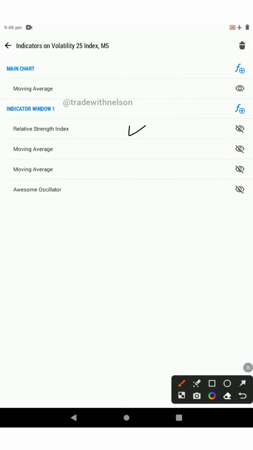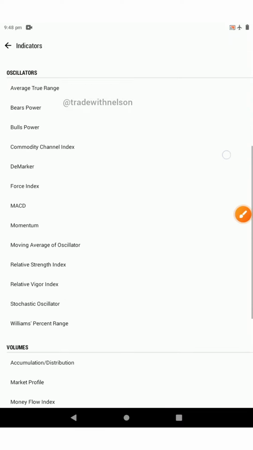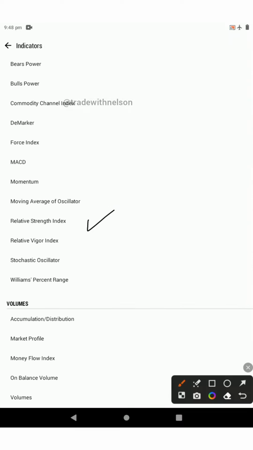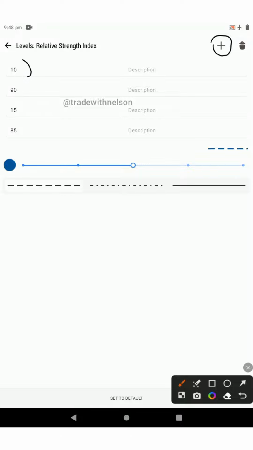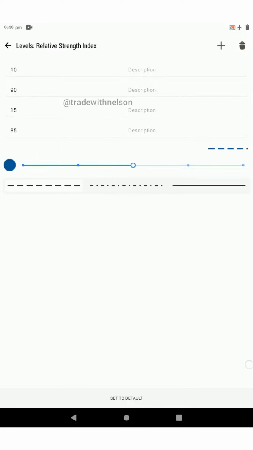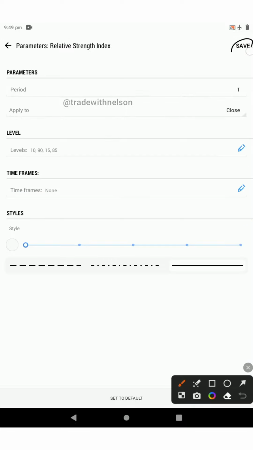For the second indicator, which is the relative strength index, click on the F icon on indicators Windows 1. Scroll down a bit. Relative strength index, make your period to be 1, apply to close. For the levels, click on this pen icon, add level, type 10, 90, 15, and 85. For the styles, make it color of your choice and make it 3 pixel. After that, you click on save.